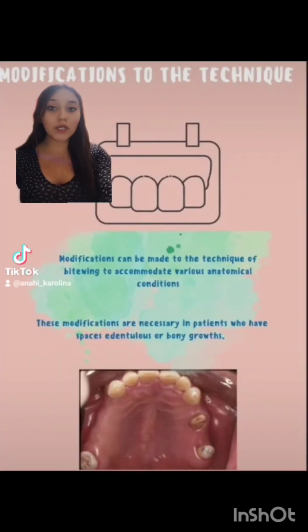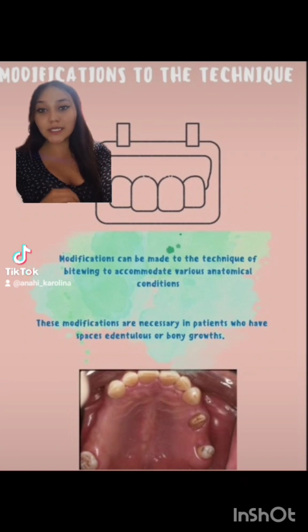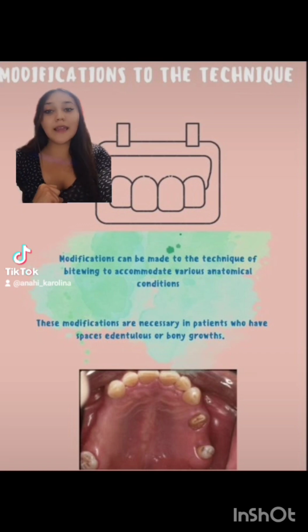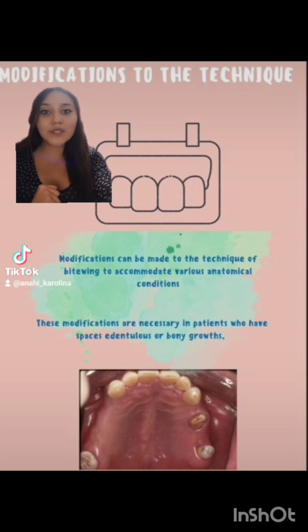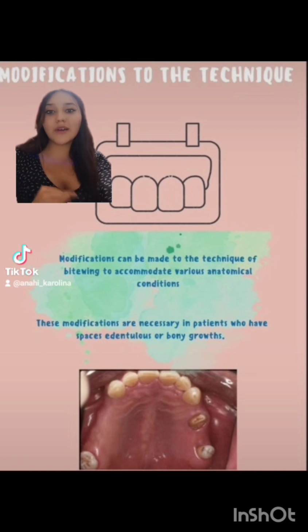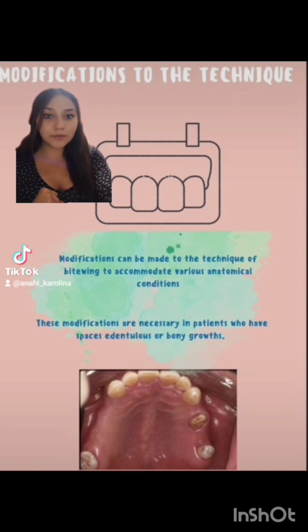After that, we are going to talk about modifications to the technique. We have many modifications to the technique. One of these is the modification of the bitewing technique. These are made to accommodate various anatomical conditions of the patients. We can make these modifications as necessary in patients who have spacious dentures or oral growths.